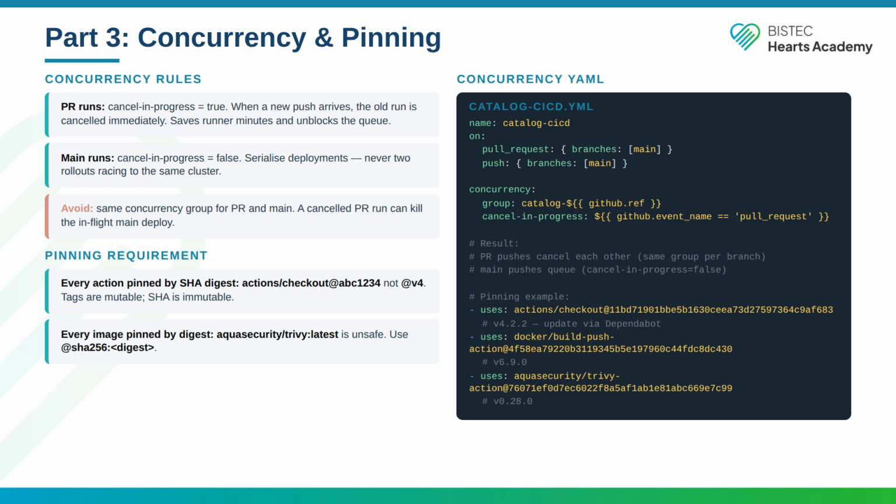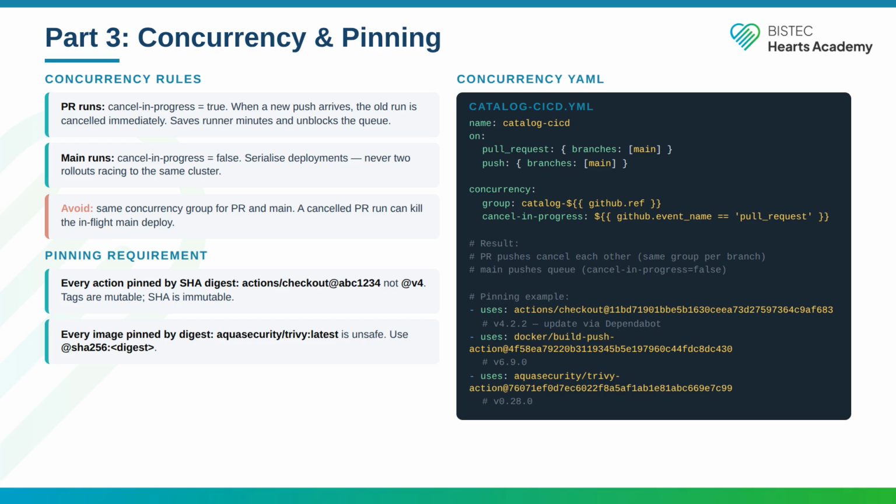SHA pinning. Every uses reference in a GitHub Actions workflow should resolve to a commit SHA, not a version tag like v4. Version tags can be rewritten by maintainers, intentionally in a release, or maliciously in a supply chain compromise. A tag-based reference is a dependency that can change without your knowledge between pipeline runs. Tools like Dependabot can automate SHA pinning and send pull requests when new versions are released, so you get the security without the manual maintenance.